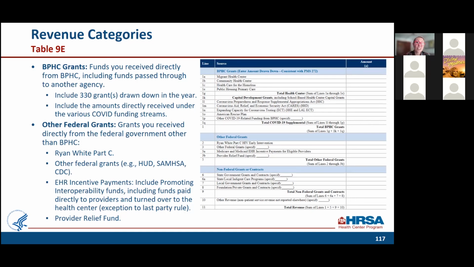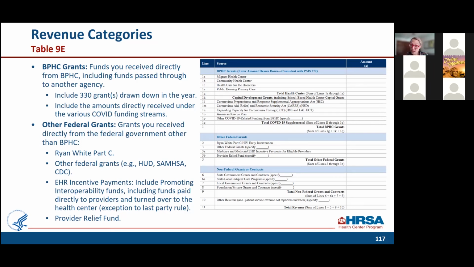Those are reported on lines 1L through 1P. For those that received CADRE, C-A-D-R-E, capital assistance for disaster response and recovery efforts, that goes on line 1K of Table 9E, capital development grants, including school-based health center capital grants.